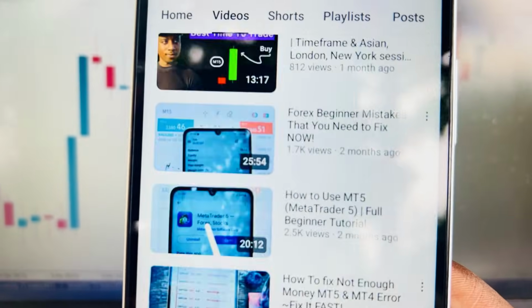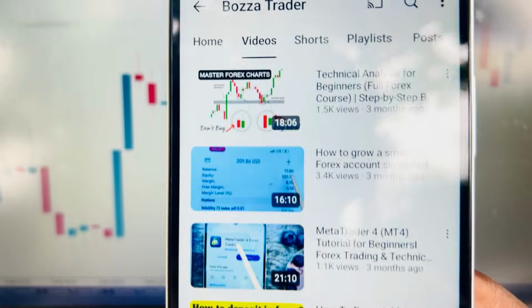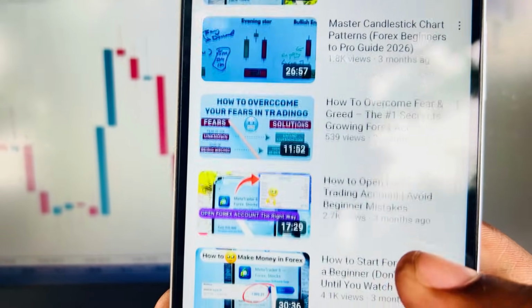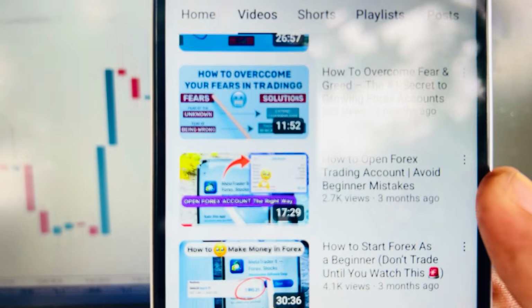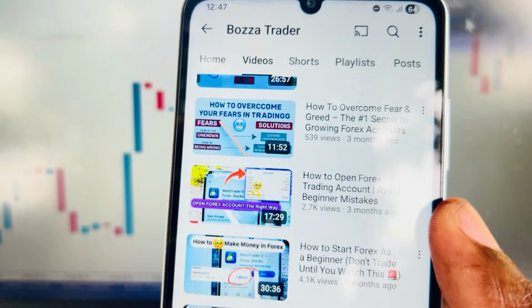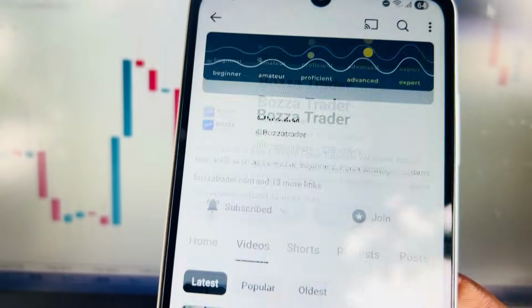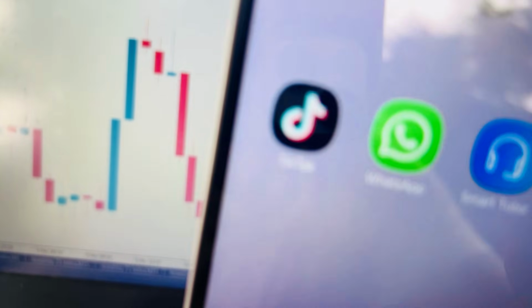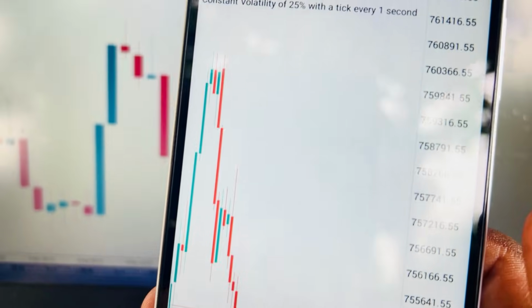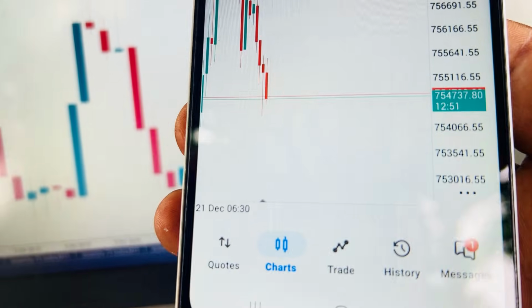If you scroll all the way down, you'll be able to see the tutorial on how to open a Forex trading account. Here it is. So you watch that tutorial and you learn how to open a trading account, and you visit our website. That's step number one that you need to take to actually have a trading account. Now, once you have a trading account, you go to the codes.